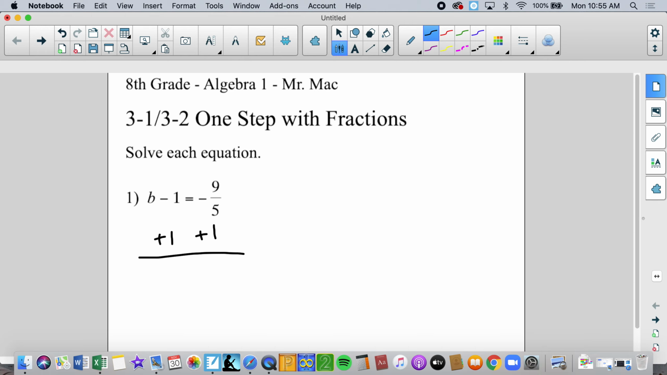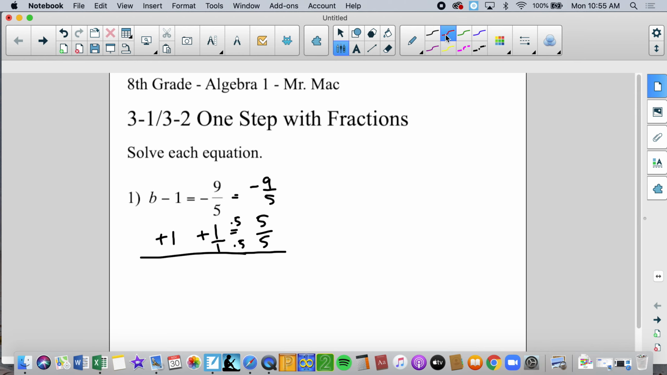Now, when we have fractions and whole numbers, we have to find equivalent denominators. So they need to have the same denominator of 5. So 1 can be written as 1 over 1. So what times 1 equals 5? Well, 5. So whatever we multiply the denominator by, we have to multiply the numerator. So we get an equivalent fraction in the same denominator. Those are going to cancel, and you're going to isolate your variable b.